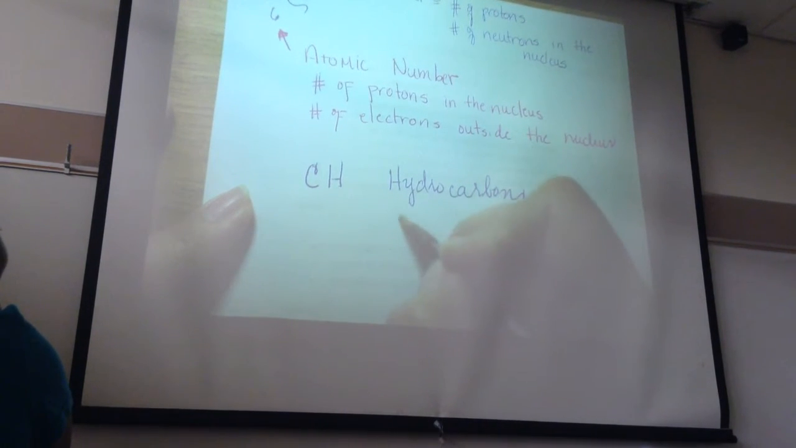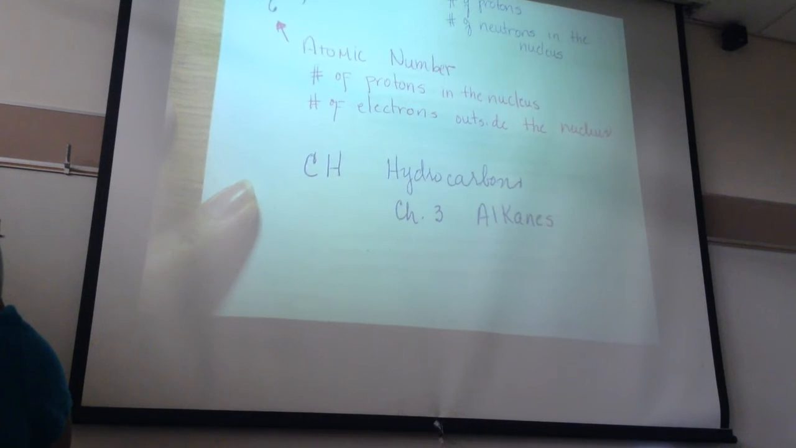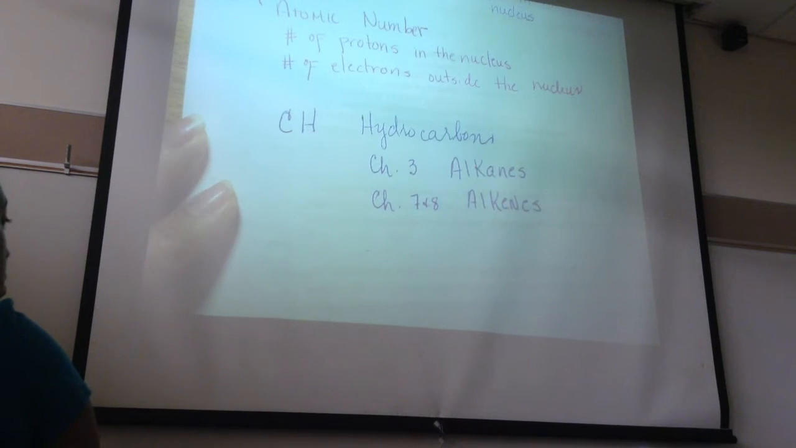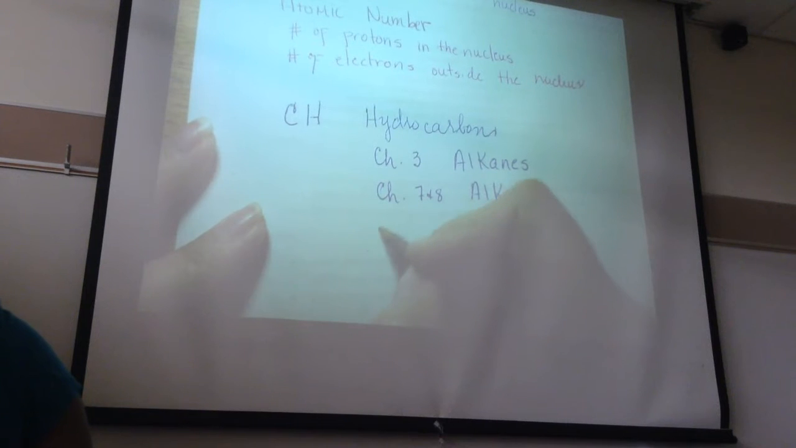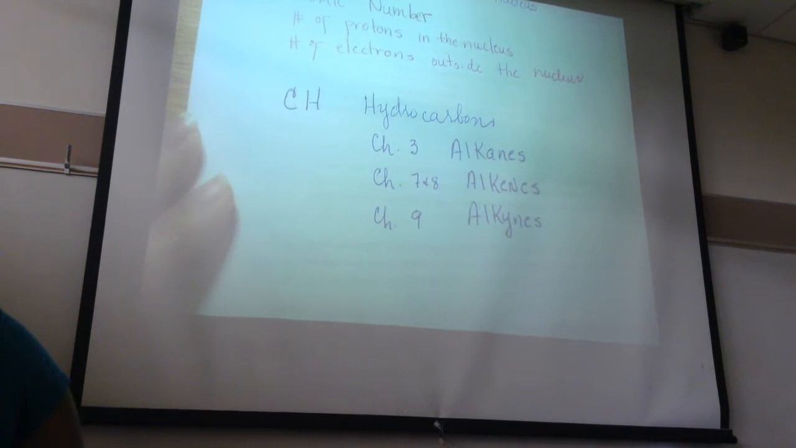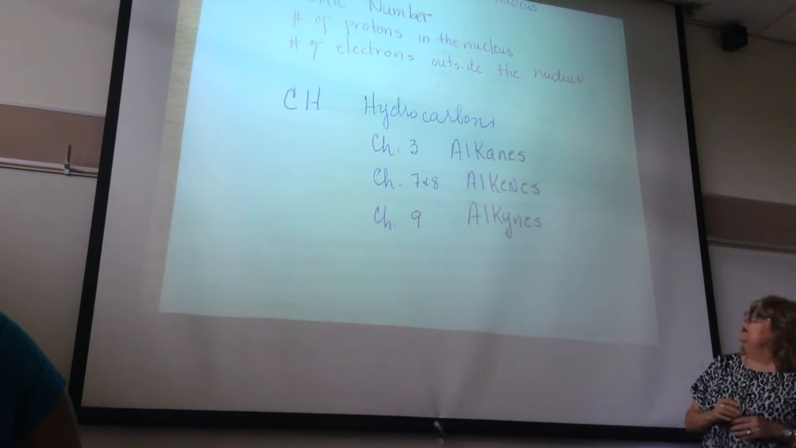Let me tell you. We have chapter 3, which is the alkanes. That's just for carbon, hydrogens, single bond. A whole chapter dedicated to that. We have chapters 7 and 8 for the alkenes. Does anybody know what alkenes are? Carbon double bond. And we have chapter 9, which are the alkynes, which are carbon-carbon triple bond. In Chem 3, we have 4 chapters singly and simply dedicated to carbon-hydrogen bonds, okay? So the whole entire part is there.